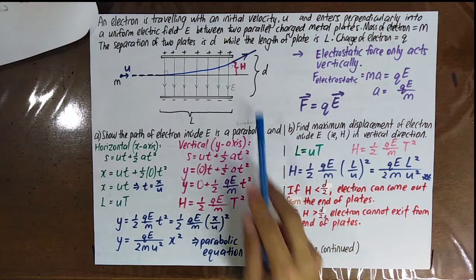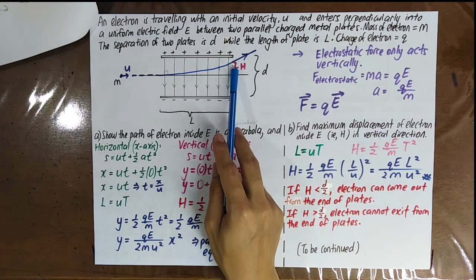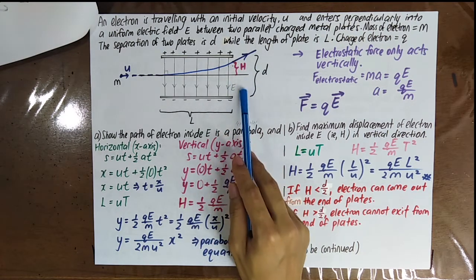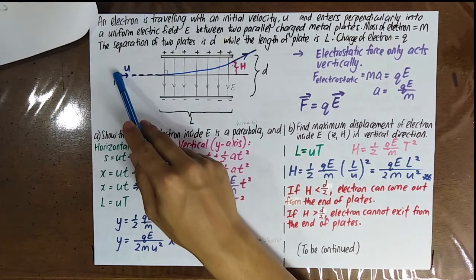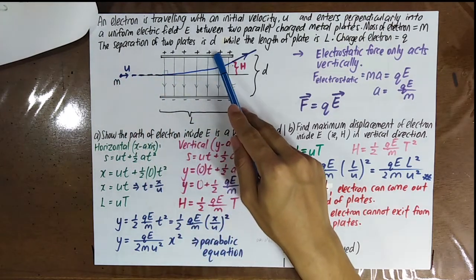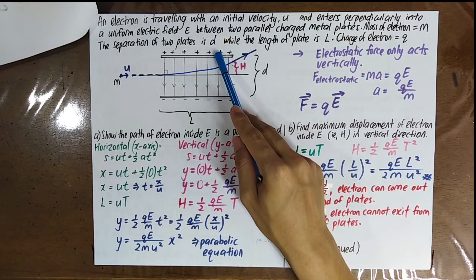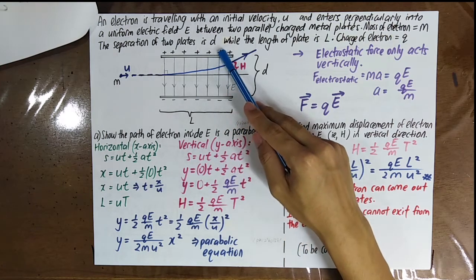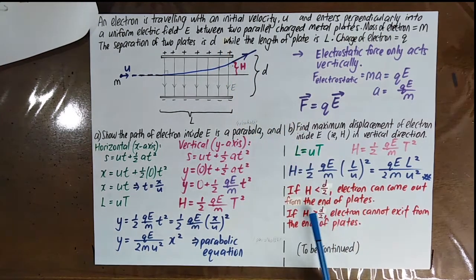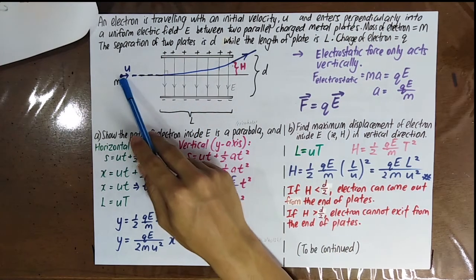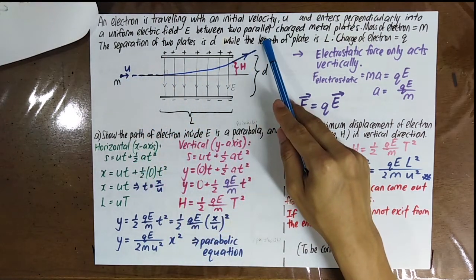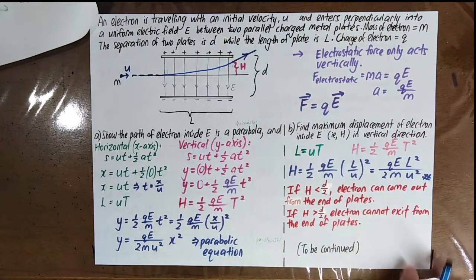So now you see, if the maximum displacement of the electron is larger than d over 2, then what will happen is that the electron will clash with the positively charged plate, and the electron can never come out. If H is smaller than d over 2, then it can come out from the ends of the plates. Okay?